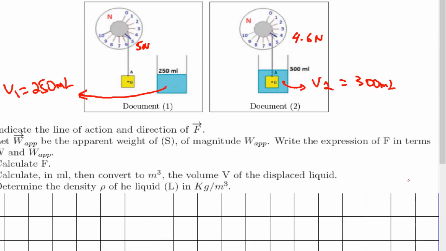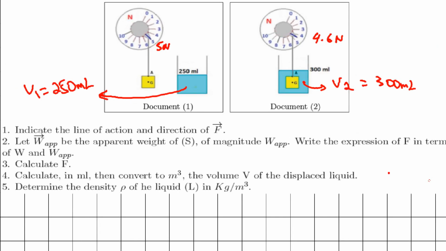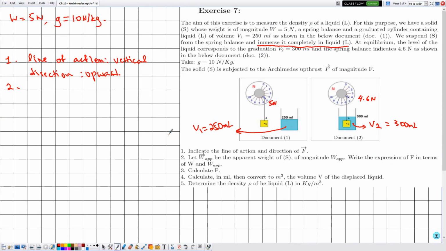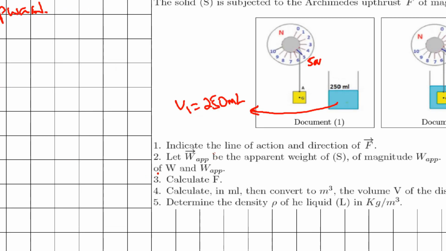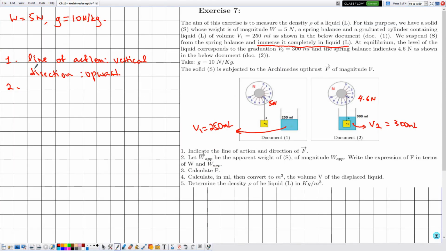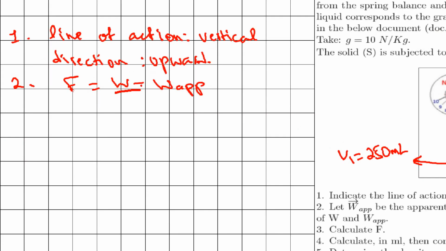Now in number 2, let W apparent vector be the apparent weight of S of magnitude W apparent. Write the expression of F in terms of W and W apparent. So they are asking me about the definition of F. What does W represent? The real weight, and this is the apparent weight. We know that the magnitude of F is given by the real weight minus the apparent weight. Here the real weight is denoted by just W, no subscript.